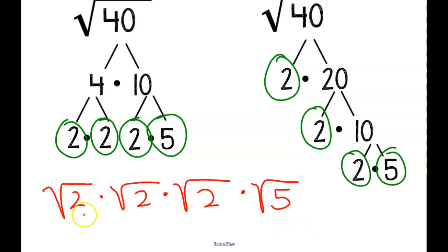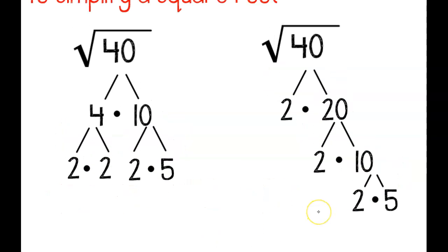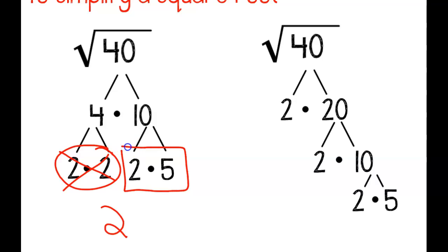The square root of 2 is not rational, the square root of 5 is not rational, right? I can't take the square root of any of these numbers. So what you can do is, instead of looking for perfect squares, sometimes you can just look for something called pairs. So if you find a pair of numbers, they can come out and be a coefficient. But if what's left over is not a pair, then the product remains behind.